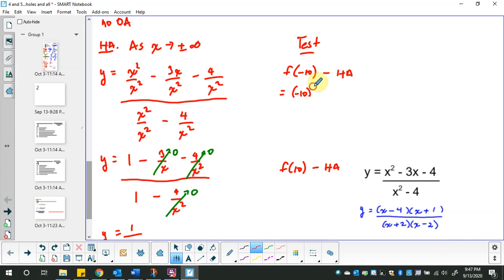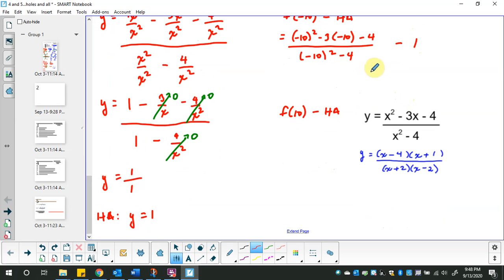If I take negative 10 and put it into the original, it looks like this, but I have to subtract off the horizontal asymptote number, which is 1. So that's 100 plus 30 is 130, minus 4 is 126, and that's 100 minus 4 is 96. Minus 1. Now I can do this in my head because I know 126 divided by 96 is higher than 1, and a number higher than 1 subtract 1 is a positive, so we'll have above.